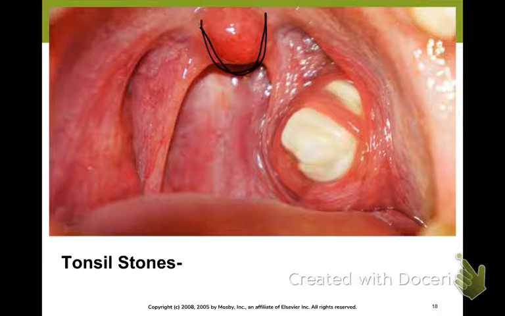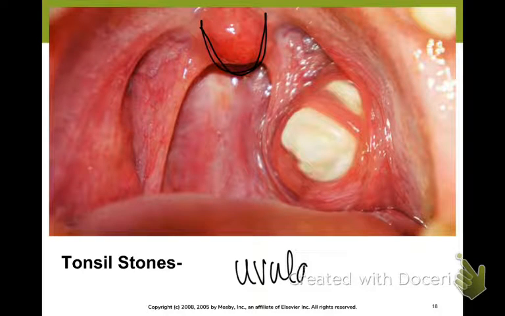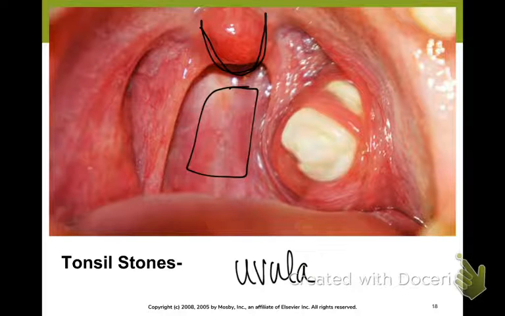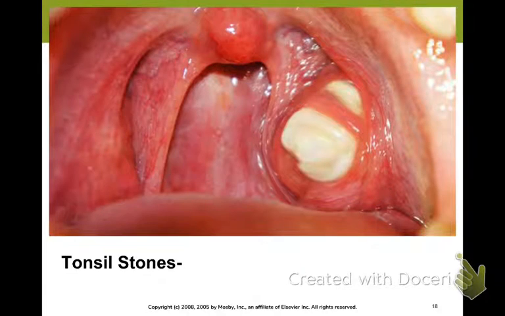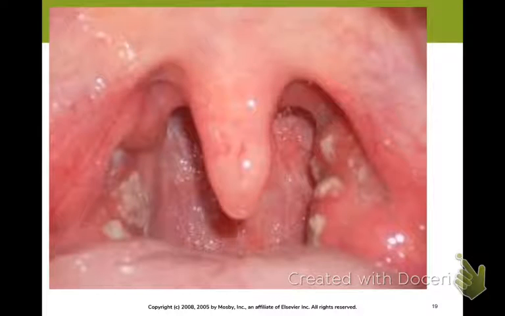This little structure here is called the uvula, and if you touch your uvula, a lot of people will gag. That's part of kind of a safety mechanism so that we don't swallow something that might obstruct our airway. And then back here, that would be the oropharynx. Right here on this side, this is the other tonsil, and it's actually probably right there. You can see how this one's all distended because of the tonsil stone. And you can actually pop these out.